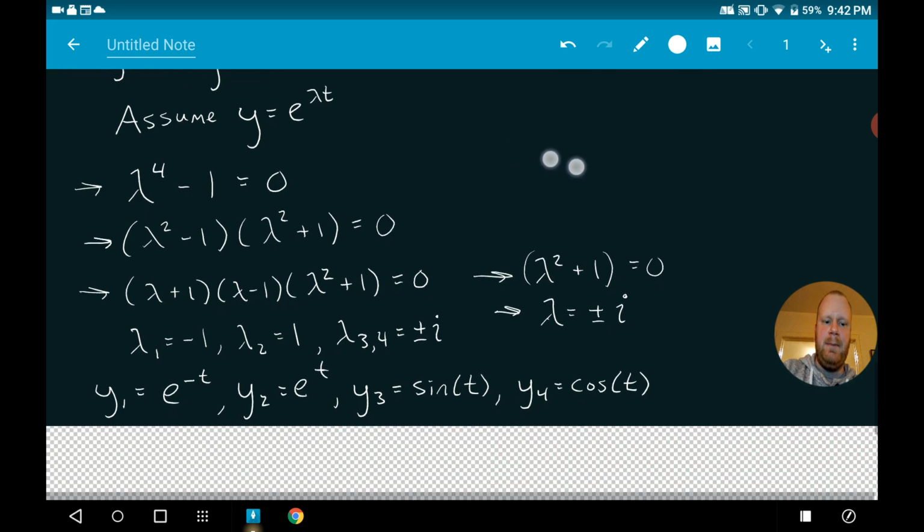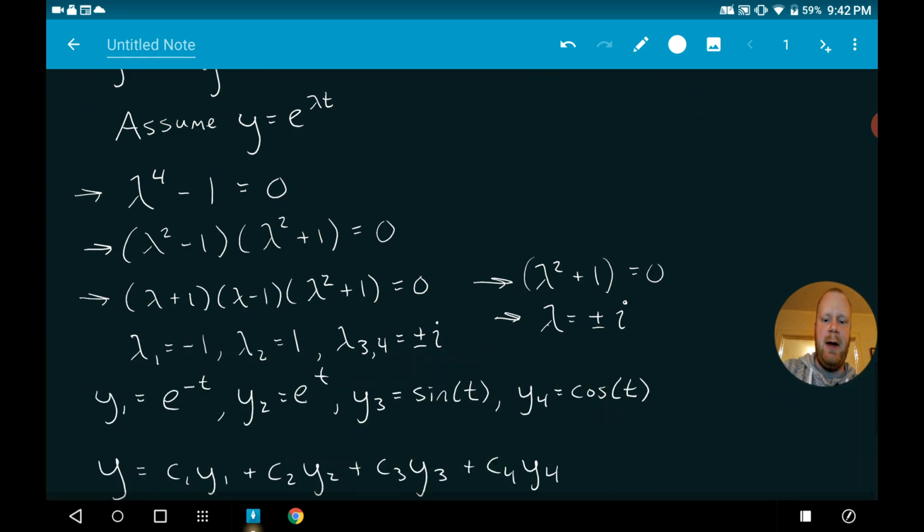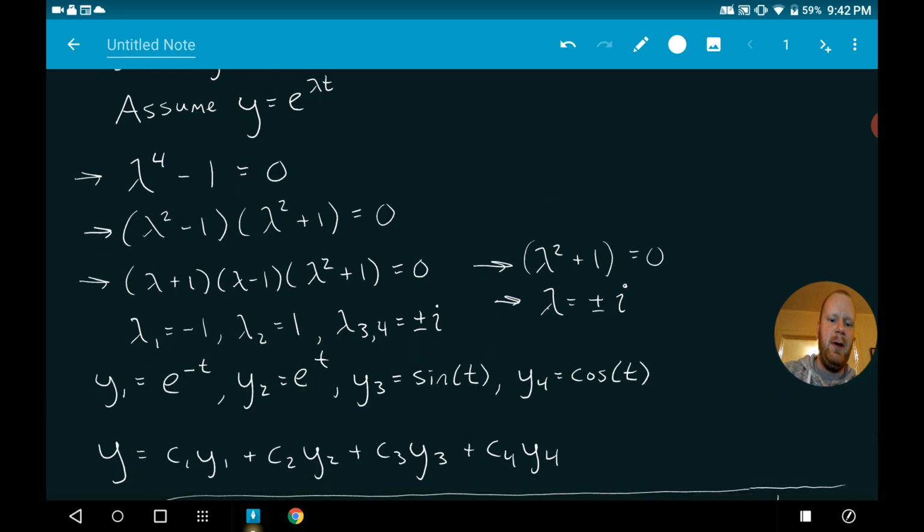Okay, so I won't write it out here, but just so you know, even with fourth order ones, you can still write it out as a linear combination: C1y1, C2y2, C3y3, and C4y4.